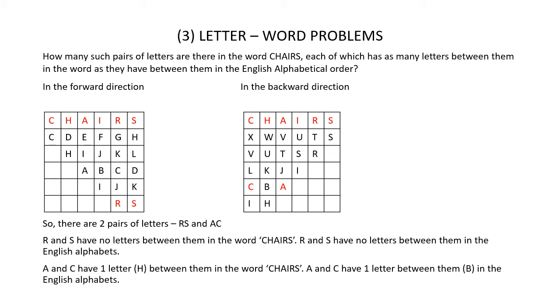So, there are two pairs of letters in the word chairs, each of which has as many letters between them in the word as they have between them in the English alphabetical order.